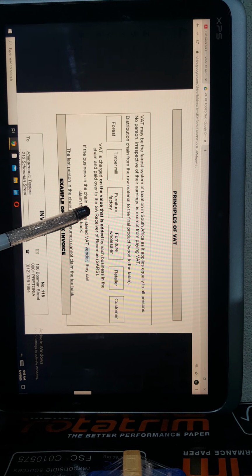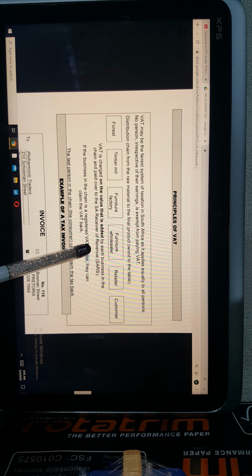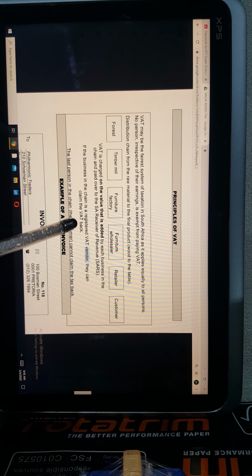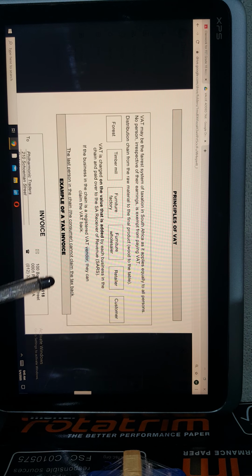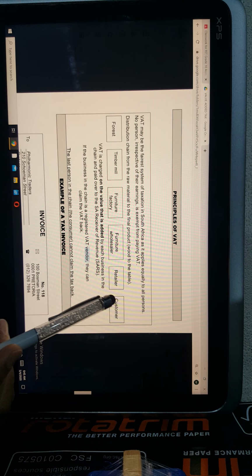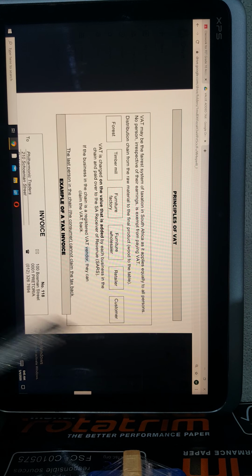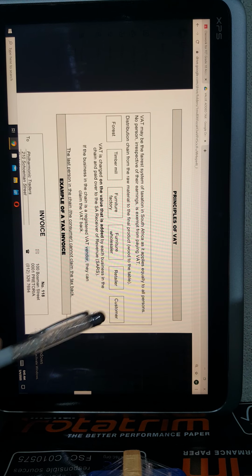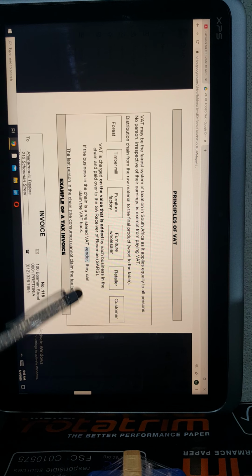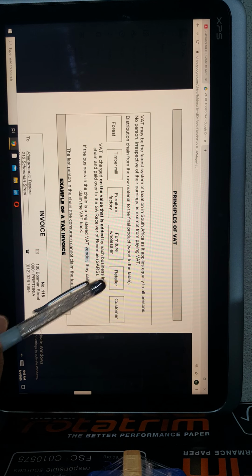VAT is charged on the value that is added by each business in the chain and paid over to the receiver of revenue. If the business in the chain is registered as a VAT vendor, they can claim the VAT back. The last person in the chain, the consumer, cannot claim the tax back. Okay, so we'll go through that a little bit more. The consumer can't fill in a VAT form and say, I went to the shop and bought these items and I want to claim my VAT back. No, you have to go to the shop and if you're buying a wood table, you're going to pay VAT on that wood table.